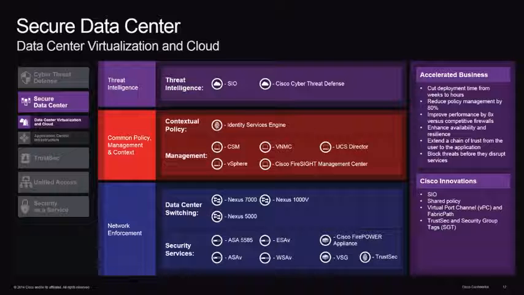All these components work together to form a complete solution that accelerates a customer's business with easy provisioning, maximized performance, and actionable security. The Cisco Data Center Virtualization and Cloud solution cuts deployment time from weeks to hours, reduces policy management by 80%, and improves security performance by 8 times versus competitive firewalls. This solution provides comprehensive security for customers with a traditional data center infrastructure.